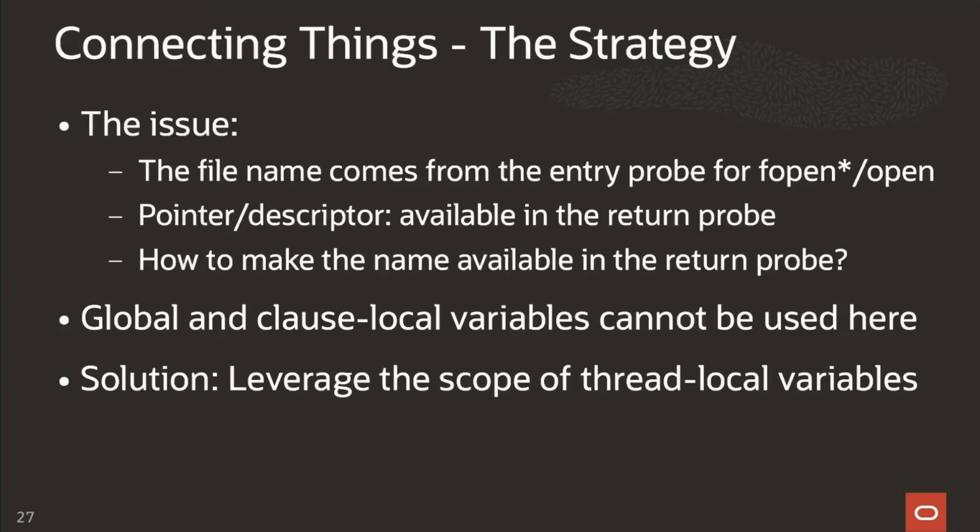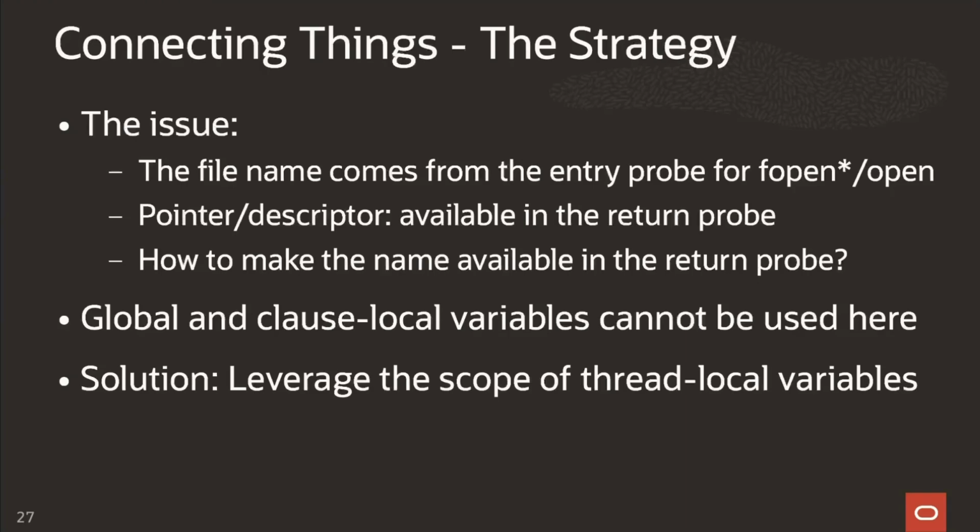Well, how do we make that name available? You can use a global variable for that, but that's very risky. Let's say you have a multi-threaded environment and both cause that probe to fire. Then you can get pretty disastrous results where one fire will overwrite the value from the other one. So that's not a good idea. In general, global variables are not good in this kind of scenario. A clause local variable is restricted to a certain probe, so you cannot transfer values across probes using a clause local variable.